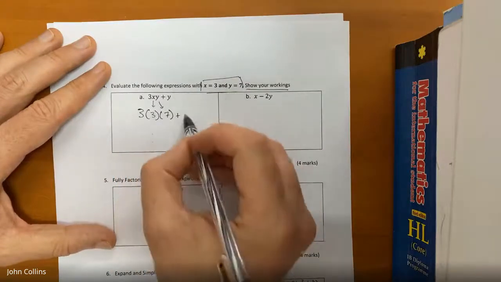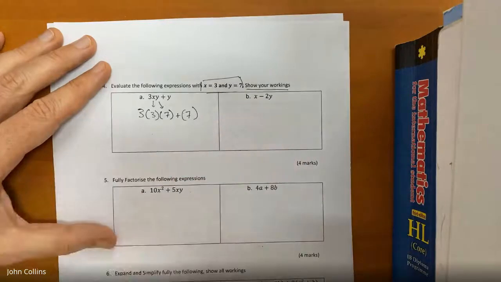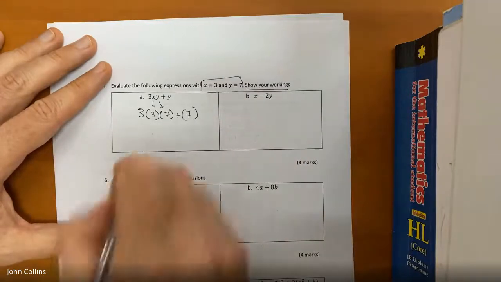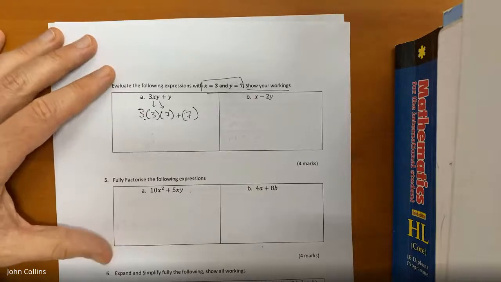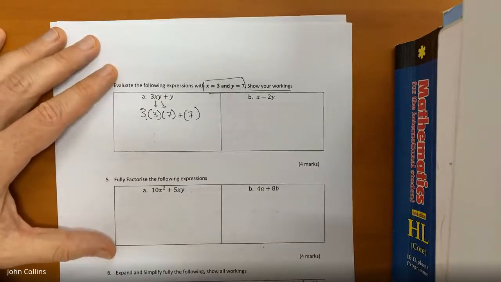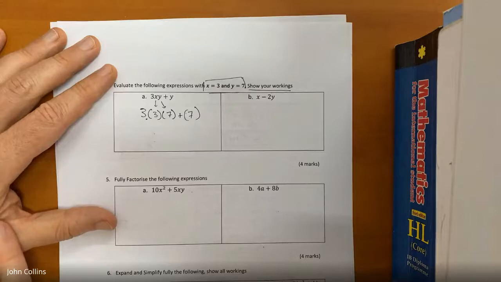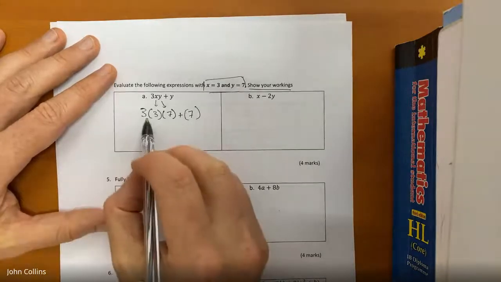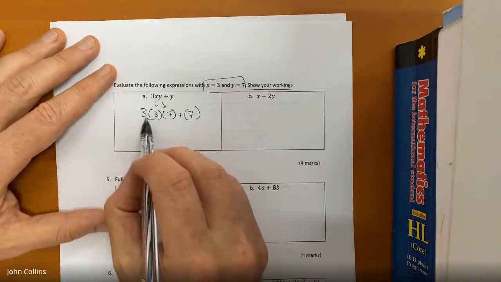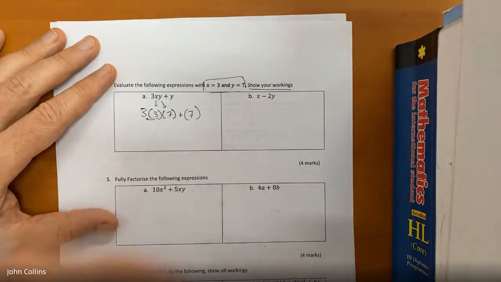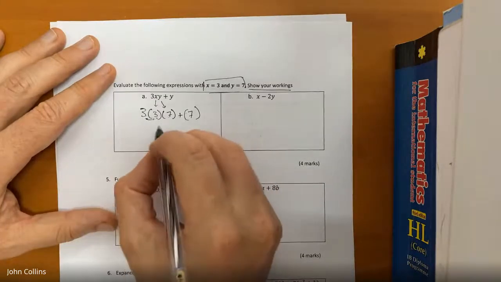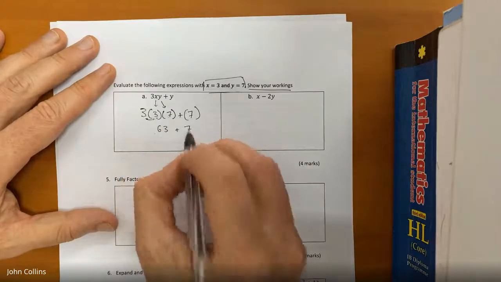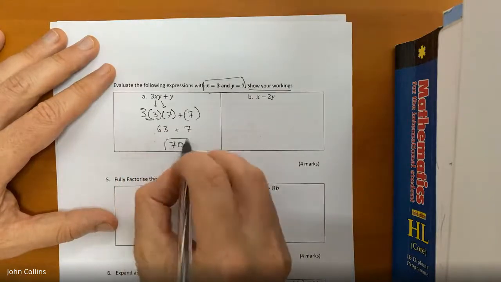Plus, and y is 7 again. I can put that. Okay, so something like that. You can use multiplication signs there if you want. Probably not brilliant in algebra to use a multiplication sign because it does look a lot like an x. All right, this is a multiplication. 3 times 3 is 9. 9 times 7, 63. Add 7 then. So 63 is 70.